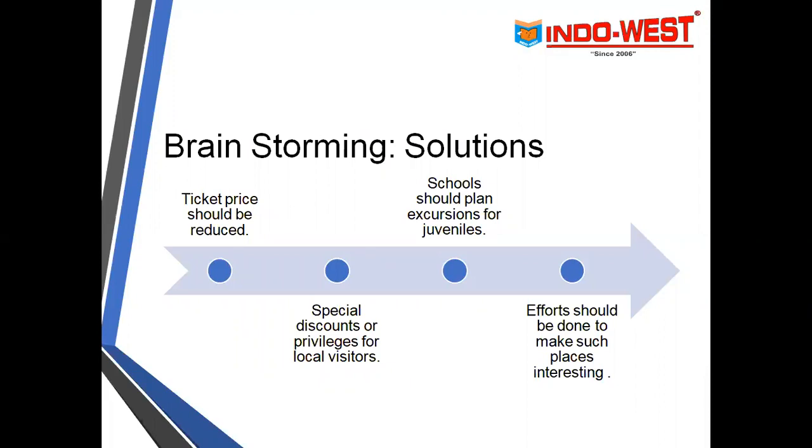Then comes brainstorming for solutions. The first point can be ticket price should be reduced. The second point, special discounts or privileges for local visitors. The third point can be schools should plan excursions for juveniles. Whereas the fourth one can be efforts should be made to make such places interesting.